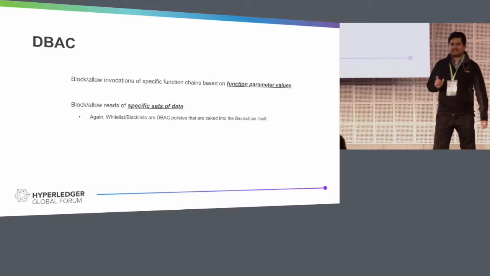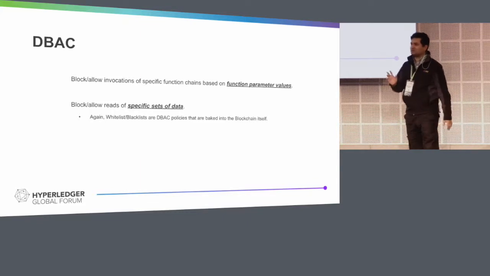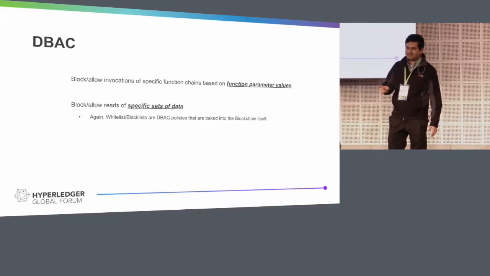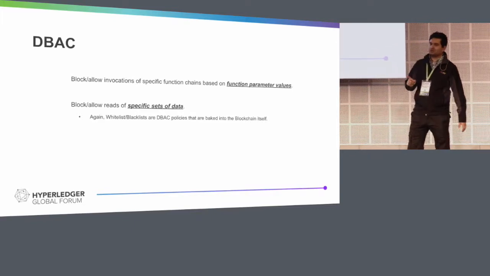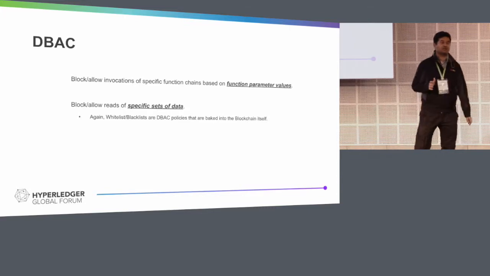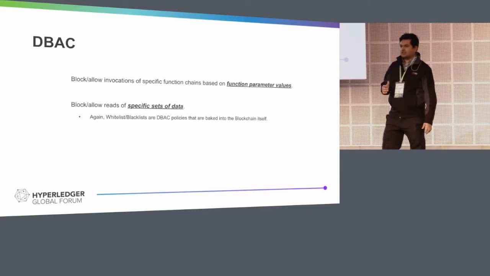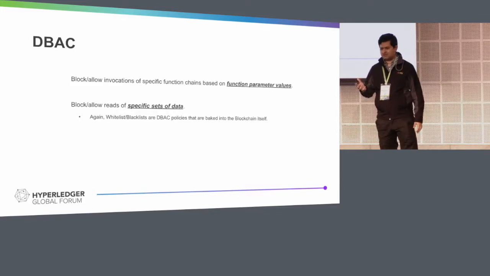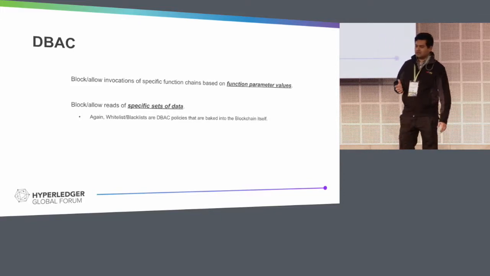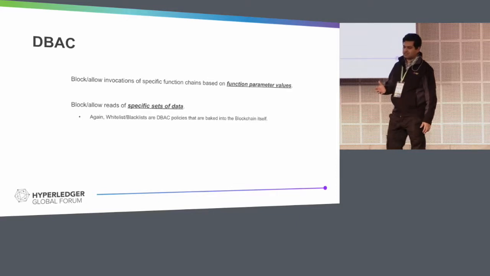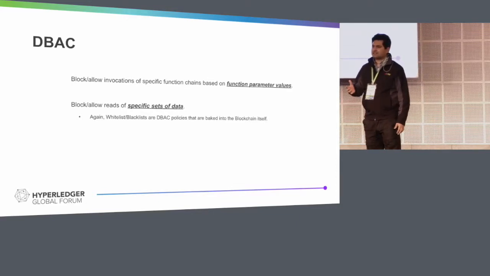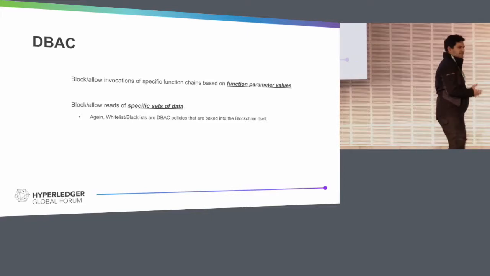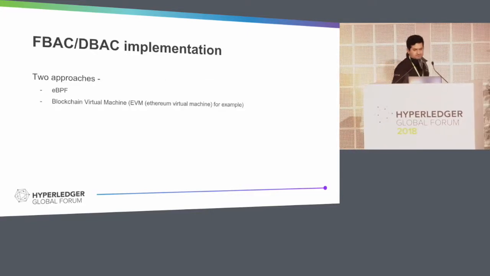Of course, with things like encrypted data, you may not be able to do much today. But if you were to do this in FBAC, then that opens a door for you to do something like that securely, even for encrypted data. Now, you can also block or allow reads or even writes of specific sets of data. You can have whitelists or blacklists of these DBAC policies that are baked into the blockchain itself, obviously, right? So these are two new paradigms that we propose.